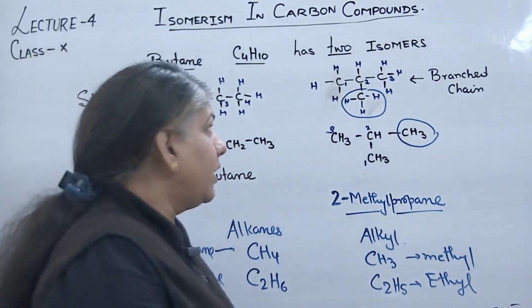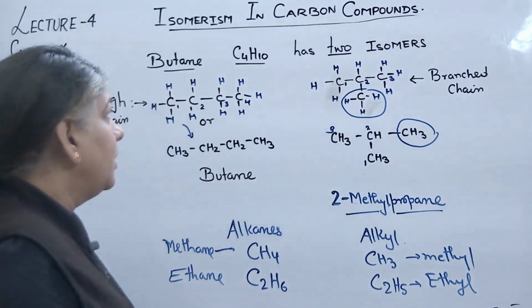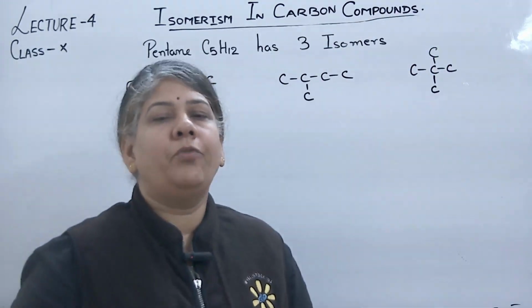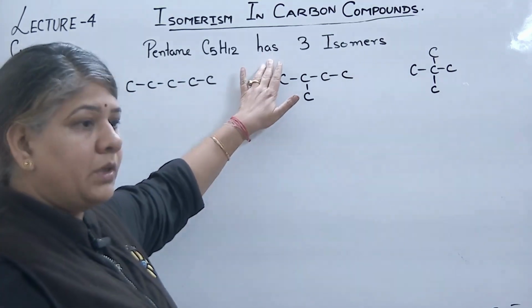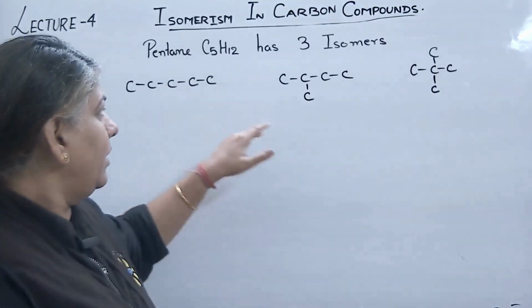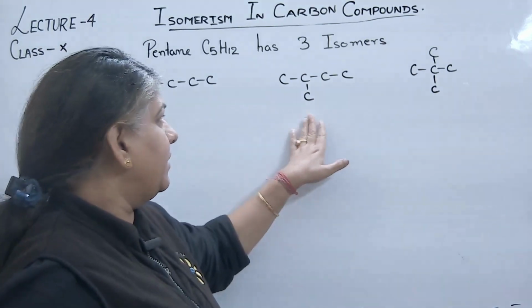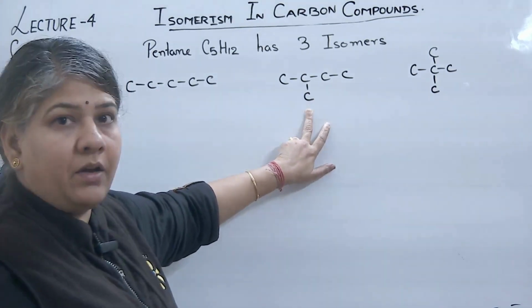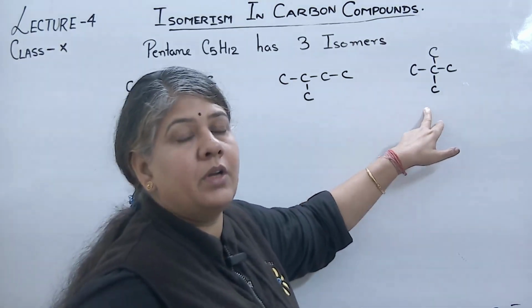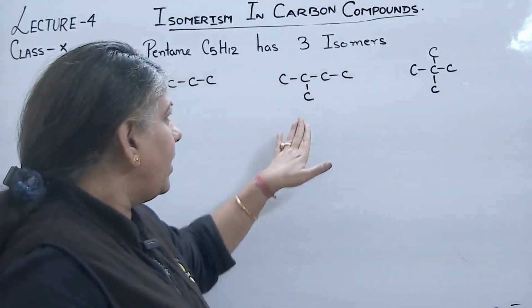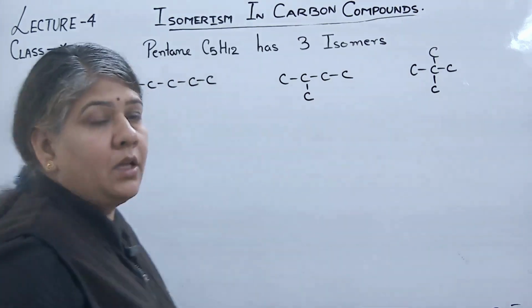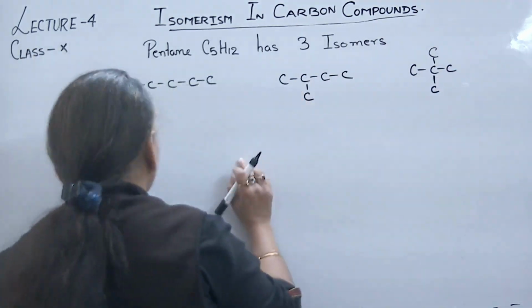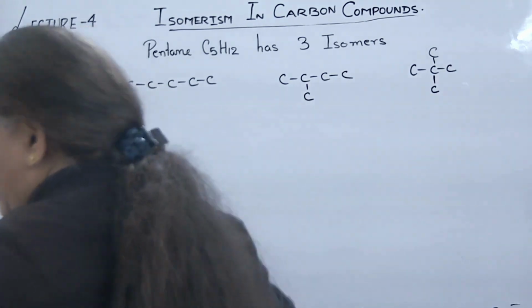Okay, now we'll look at another compound, that is pentane. See, in case of pentane, we are getting 3 isomers. One is straight chain and 2 where branching is occurring. So in the second isomer, branching is occurring, and in the third isomer, it is much more branched. So as the branching increases, the straight chain shortens. See, I'll mark the straight chain.